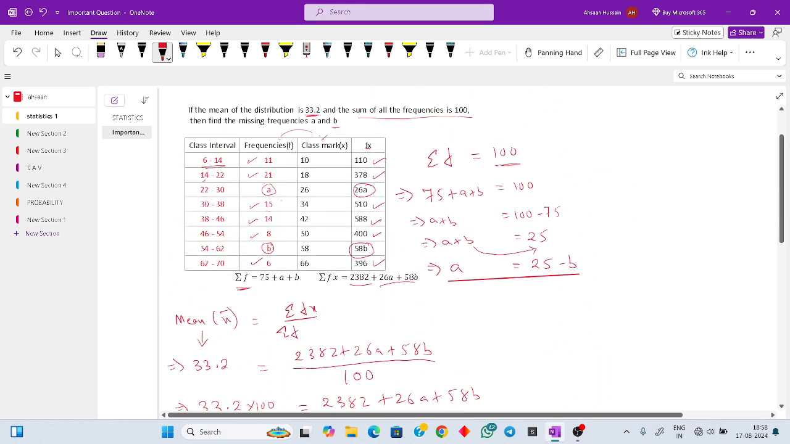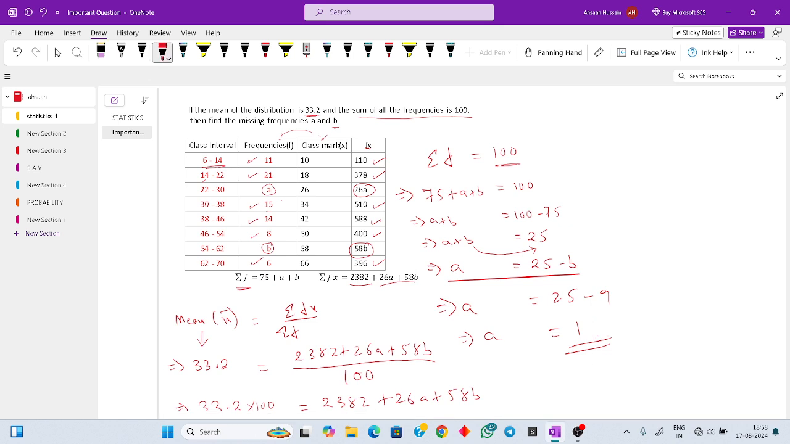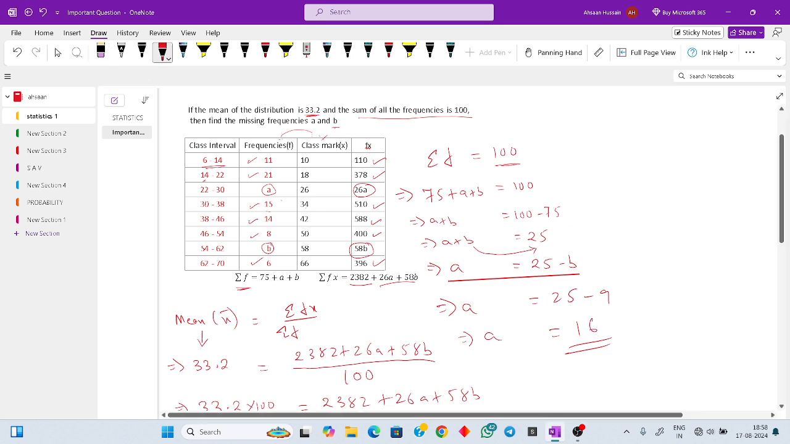Now, since the value of b is 9, so the value of a will be 25 minus 9. That means a equals to 16. Okay.